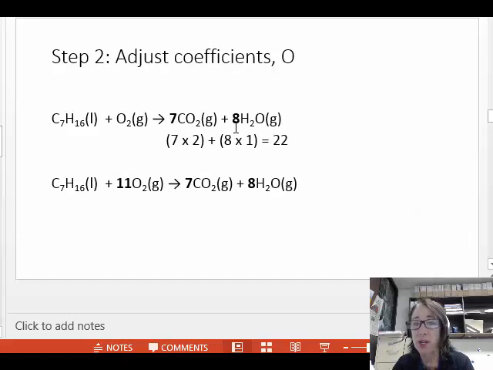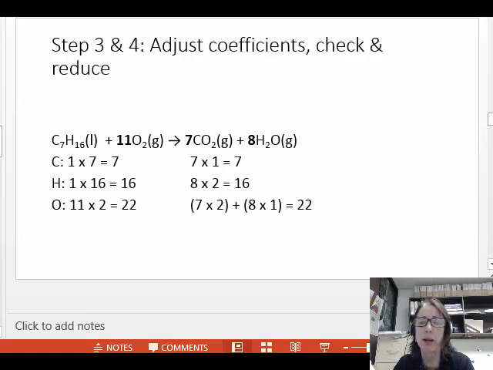Both products have oxygen atoms. There are 7 times 2, or 14 oxygen atoms from the carbon dioxide, and 8 times 1, or 8 oxygen atoms from the water. 14 plus 8 is 22. To get 22 oxygen atoms on the reactant side, we place a coefficient of 11 in front of the formula for oxygen. Let's double check our atoms.